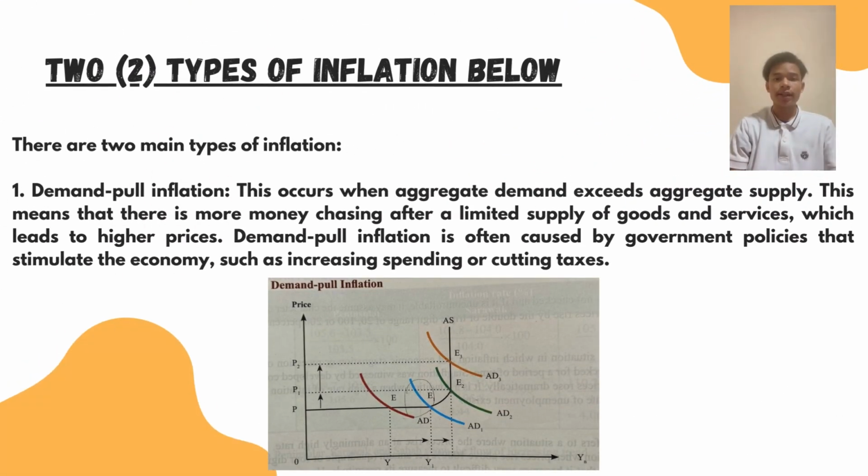Two types of inflation. There are two main types of inflation. The first one is demand-pull inflation. This occurs when aggregate demand exceeds aggregate supply. This means that there is more money chasing after a limited supply of goods and services, which leads to higher prices. Demand-pull inflation is often caused by government policies that stimulate the economy, such as increasing spending or cutting taxes.